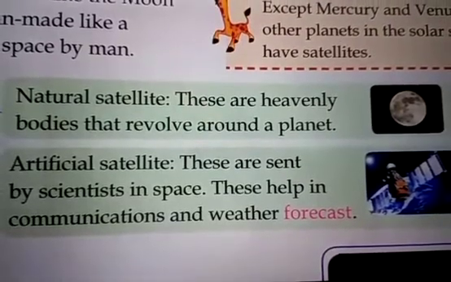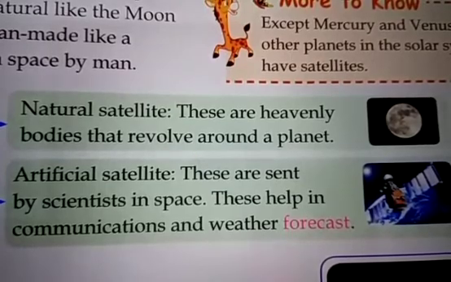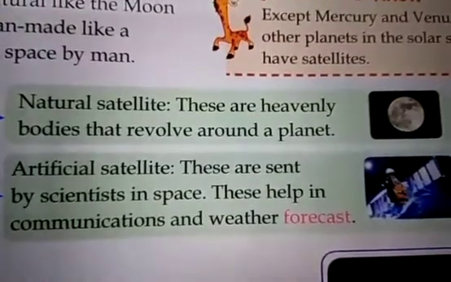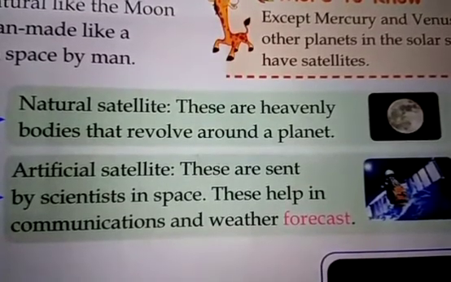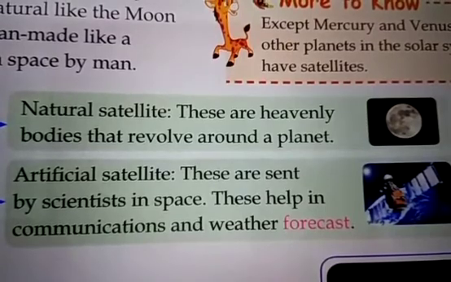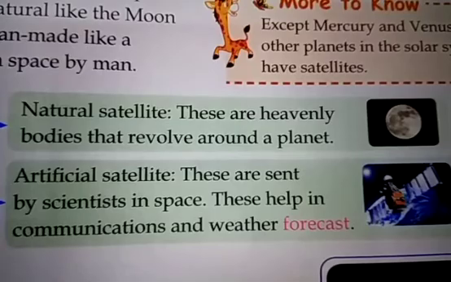Satellites. Planets have satellites that move around them. Now what are satellites? Satellites are heavenly bodies that revolve around a planet. They can be natural like the moon or can be human-made like a satellite sent in space by man. So you need to understand this first, children.